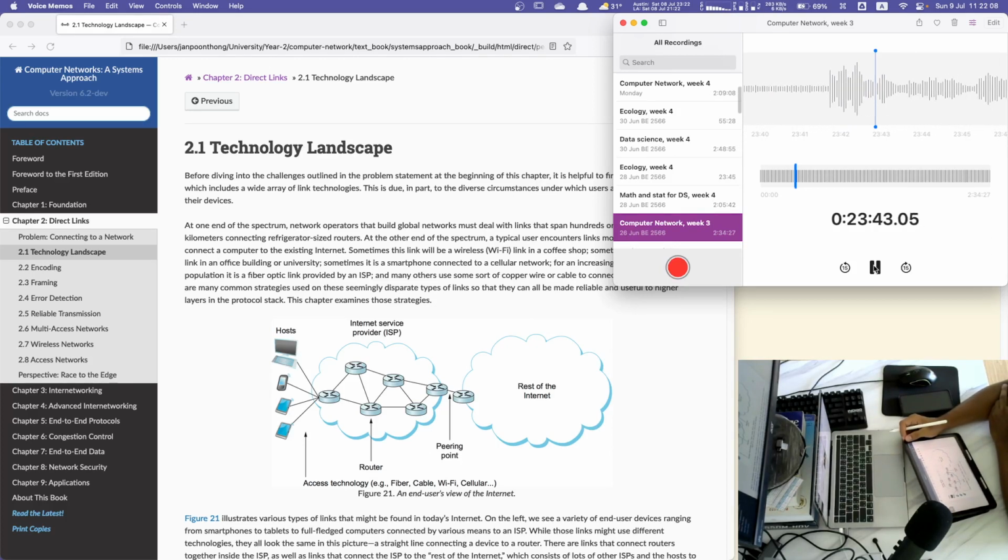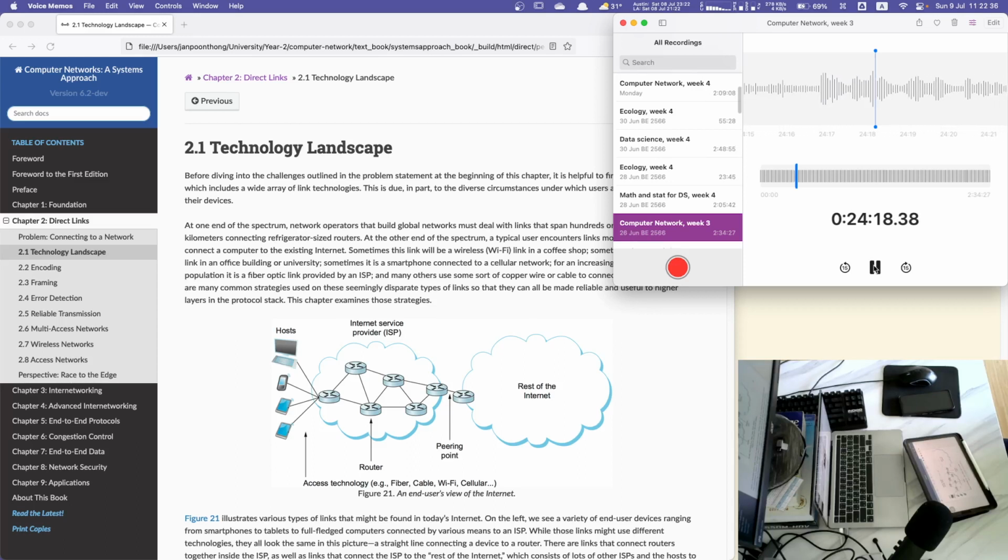So while those links might use different technologies, they all look the same in this picture: a straight line connecting a device to a router. Maybe this link is fiber, this one a cable link, or a Wi-Fi link, but they all look the same. Anyway, they are obtained from an internet service provider. The internet service provider can provide the network connection through any type of link: fiber, copper cable, Wi-Fi, cellular, and so on.